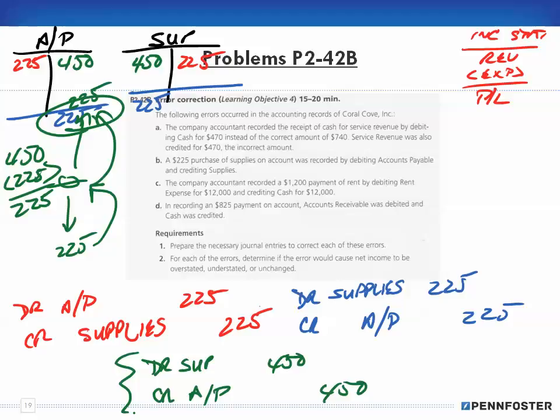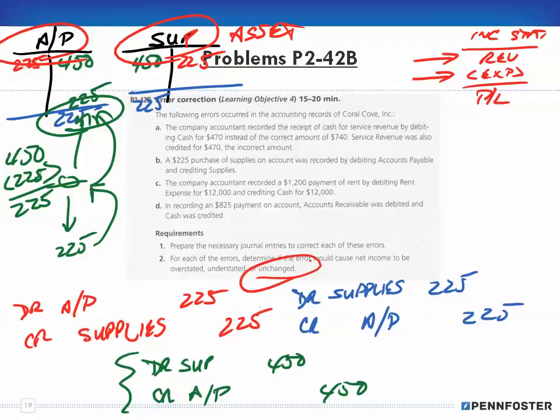Now, from the perspective of is it overstated or understated? On my income statement, I don't have to look at accounts payable; I'm looking at supplies. When I'm looking at supplies and accounts payable, are they revenue accounts or expense accounts? We know accounts payable is not a revenue or an expense, and supplies is an asset account. So it's not affecting revenues or expenses, so my net income would remain unchanged, because I'm just not affecting those accounts.